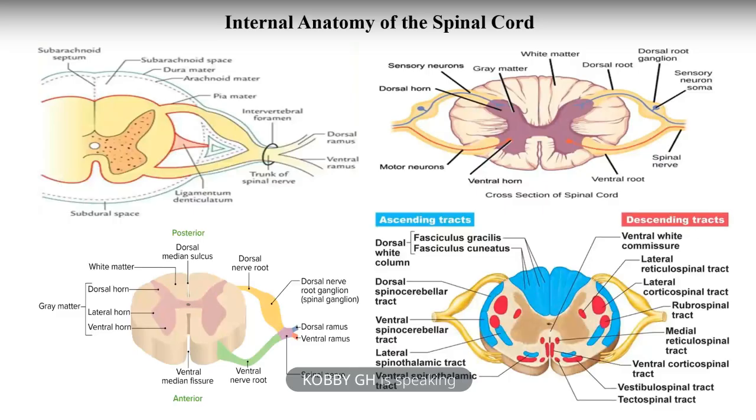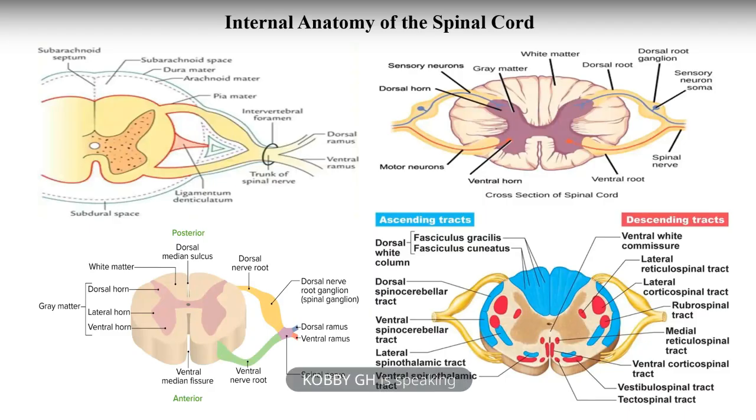Then when you hear white matter, you ask, okay, why do we call it white matter? White matter because the white matter is formed by the axons of the neurons in the CNS. And most of the axons in the CNS have myelin sheaths. And myelin is made up of fat. Fat is also whitish in color. Is that okay? Great.